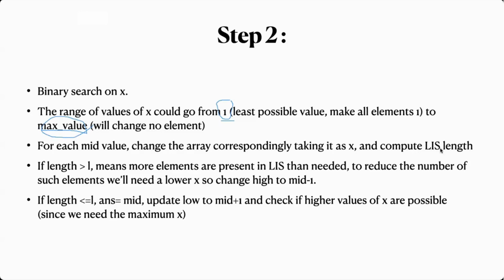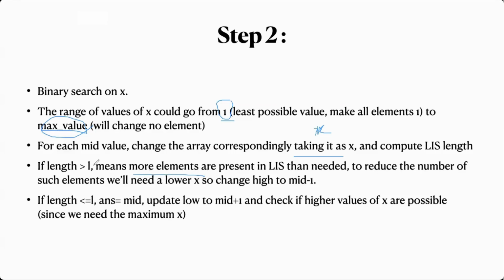For each mid value that we get, we will change the array correspondingly. That is, all elements that are greater than X, we will replace them by X. And then using our LIS function, the way that I described before, we'll compute the LIS of this new array. Now, if we get the LIS to be greater than L, this means that the longest increasing subsequence has more elements than required, because the length should not be exceeding L.